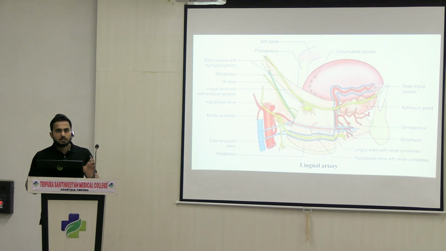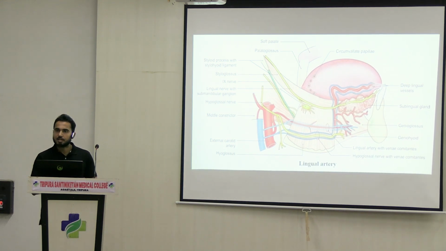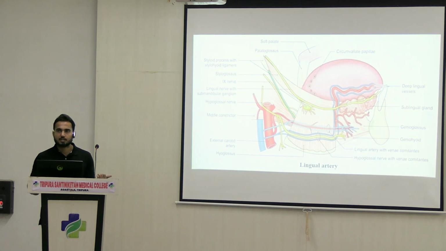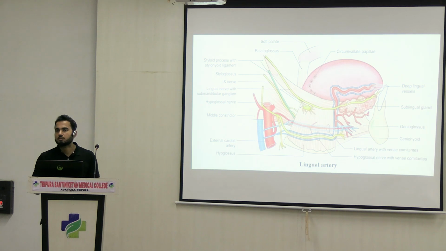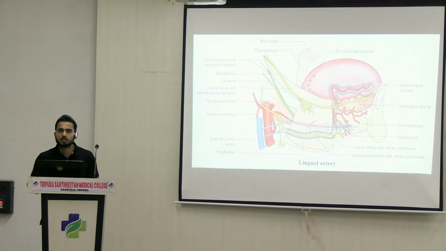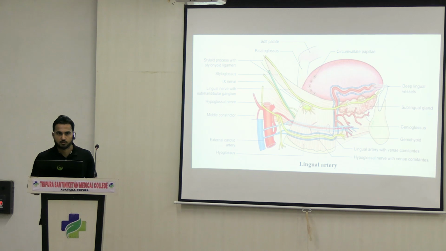So in the submandibular region, the muscles we have already discussed, nerves also we have discussed, and the blood vessels, the main arteries, the lingual artery and facial artery, are already done along with the veins. Now we'll go to one of the most important contents, that is the submandibular ganglion.